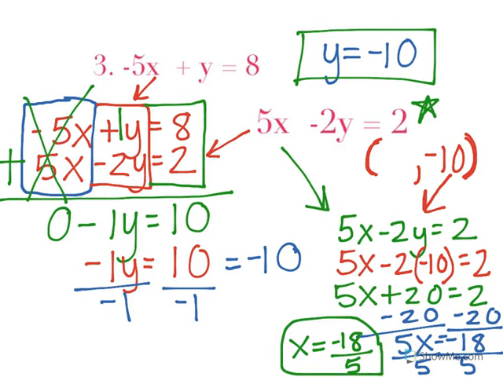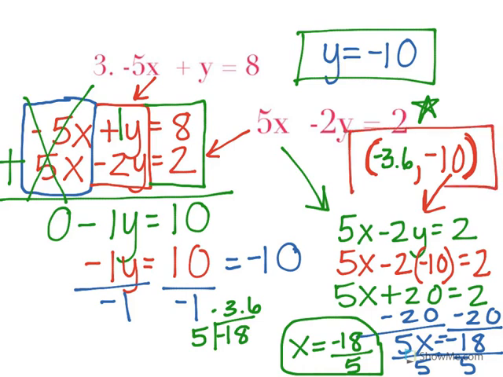And since we're talking about a set of coordinates, I would want to divide negative 18 by 5 to be able to plot these coordinates, to determine that negative 18 over 5 is also the same thing as negative 3.6. So my answer for number 3 is the coordinate negative 3.6 and negative 10.